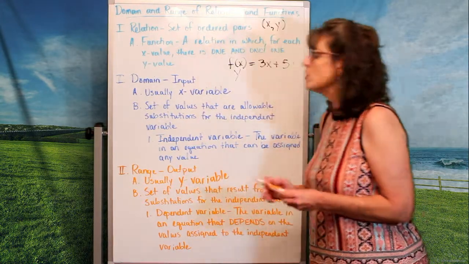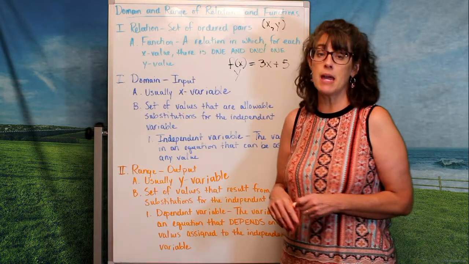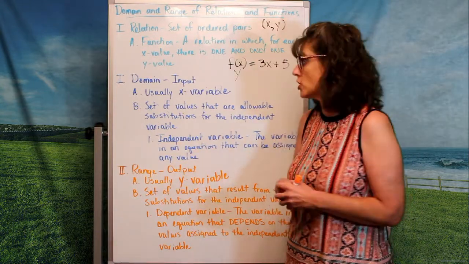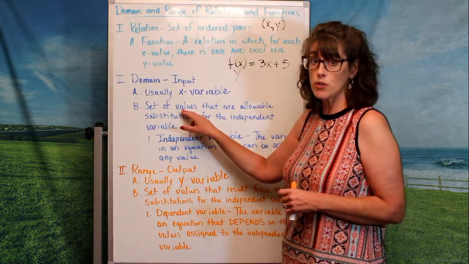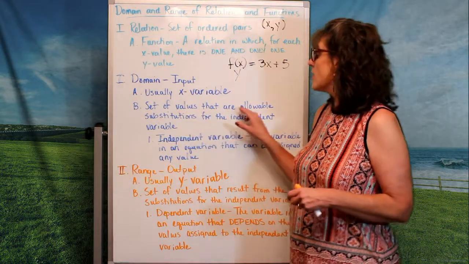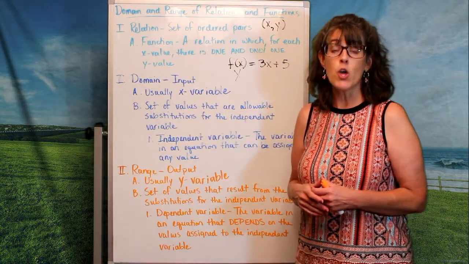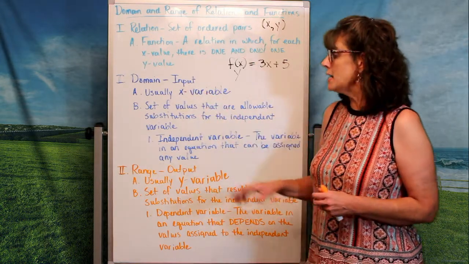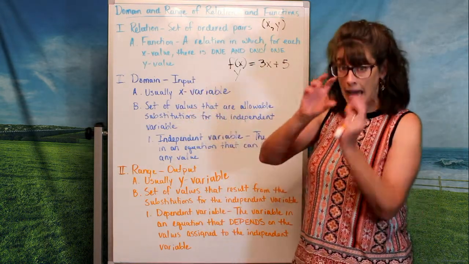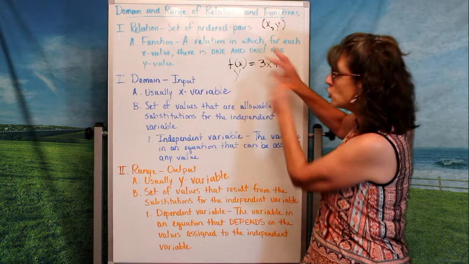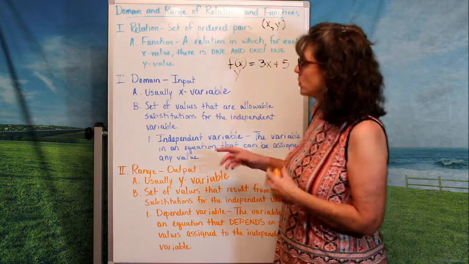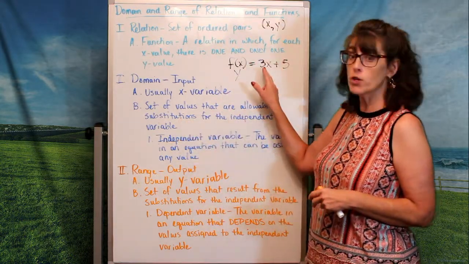Now, a beautiful definition of your domain, a very good mathematical definition, is that it is the set of values, or the set of numbers, that are allowable substitutions for the independent variable. So in other words, your domain is all the numbers that are allowed to be put into your equation, allowed to be substituted for your x.